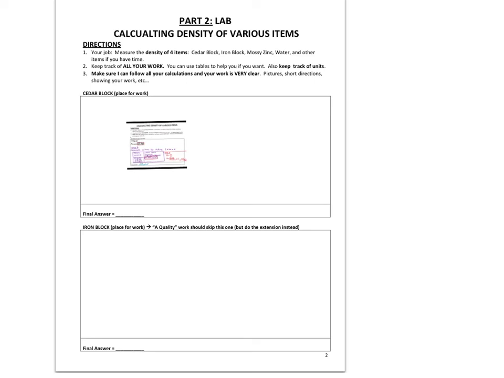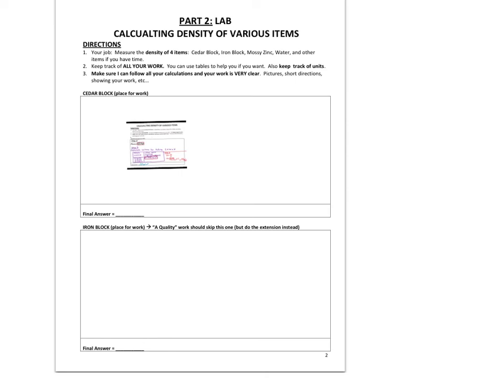So the first thing students had to take the density of was a cedar block, just a piece of wood. And you need to know 2 things to calculate density, like discussed in the notes. You need to know mass and volume. And so whenever you do your work, this is page 2 of the lab, by the way, if you're following along on the handout. When you do your work, you got to explain what to do.